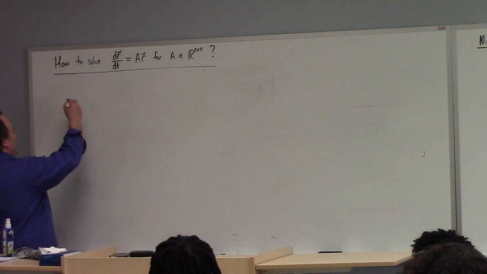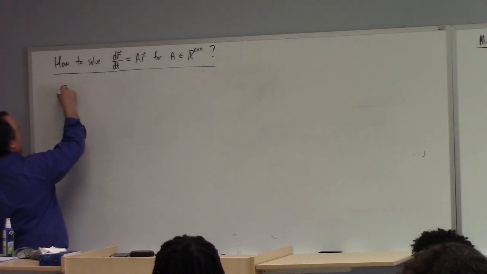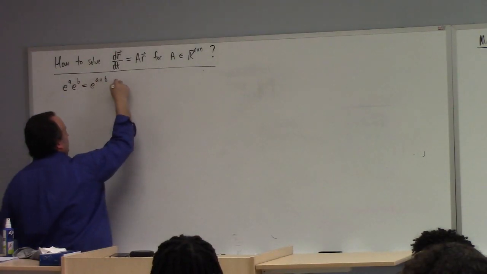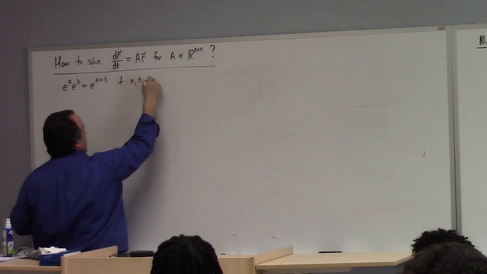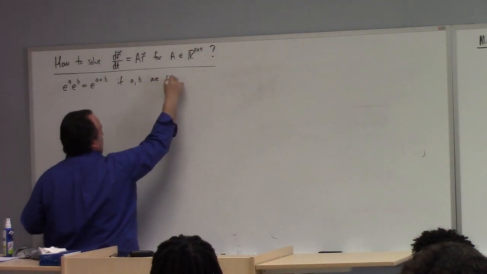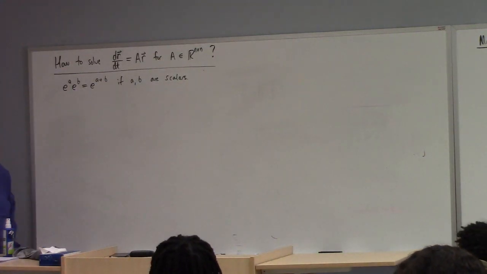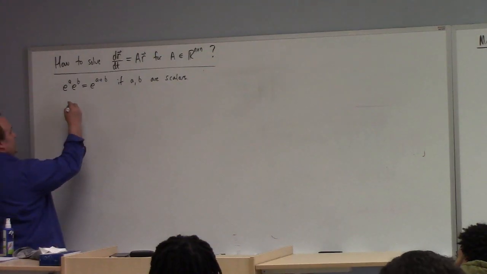So naively, you guys know this, right? e to the a times e to the b is equal to e to the a plus b, right? If a and b are scalars, right? This is true for the ordinary exponential. It's still true if a and b are complex, right? That's one of the things we've talked a little bit about this semester. This is just the scalar exponential. But for matrices, it's not actually true.